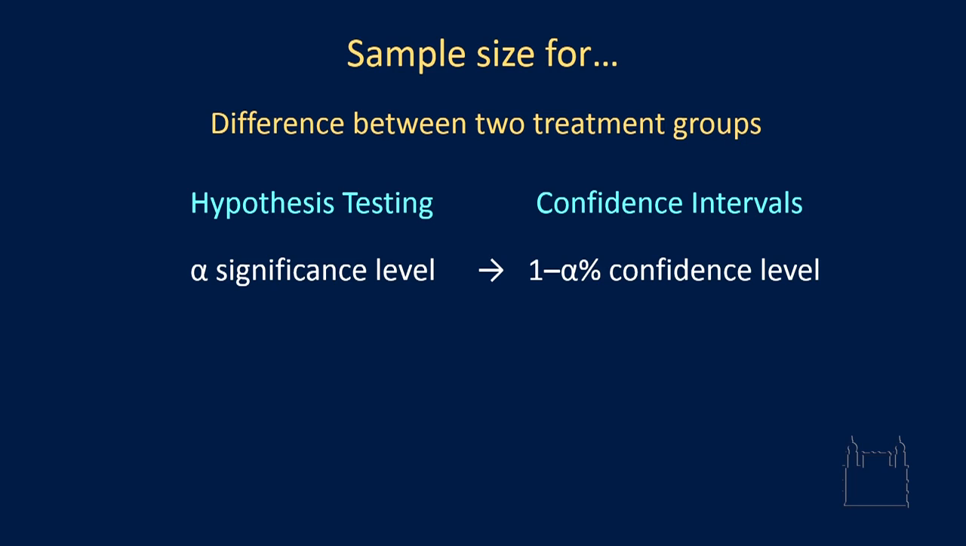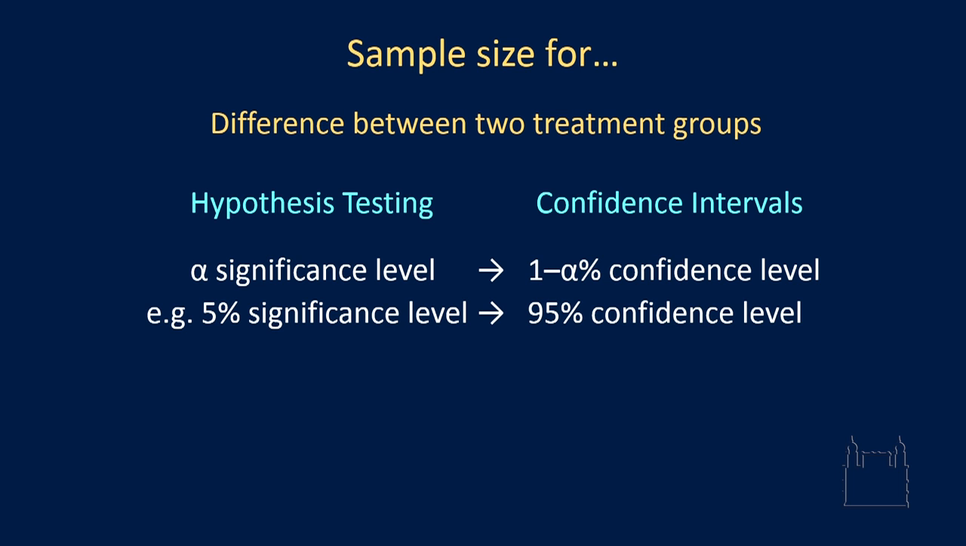So in hypothesis testing, you have an alpha significance level. In the confidence interval, you have a confidence level. So you say 95% confidence level. So in hypothesis testing, you say 5% significance level. In confidence intervals, you say 95% confidence level.